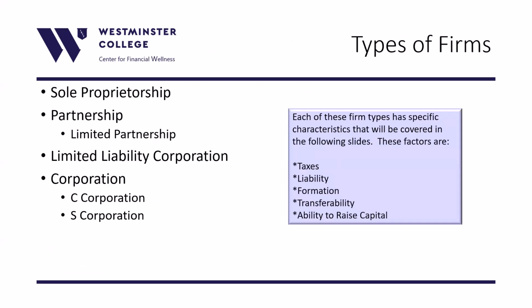We will review a few basic firm types: proprietorships, partnerships, that includes LPs or LLPs, LLCs, which are limited liability corporations, and then two forms of corporations, C Corps and S Corps. Again, while there are many factors to consider, we will review these business types focusing on the following factors: taxation, liability, risk, formation of the business, how to do it, transferability of the ownership of the business, and then access to capital markets.